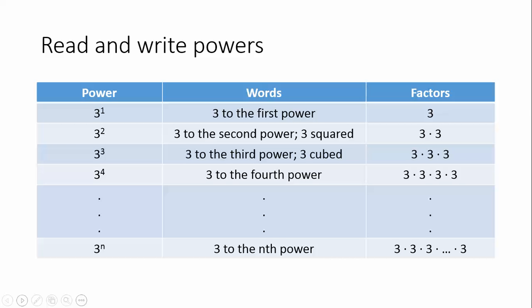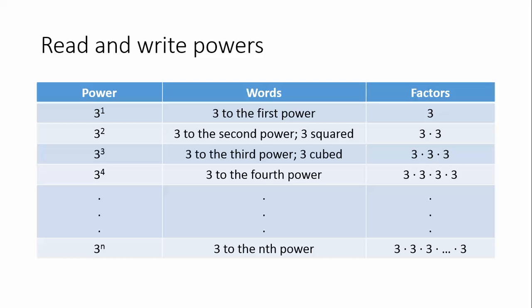You don't need to write this chart in unless you want to, but it's basically showing you how we read and write powers. So the powers are here on the left. You see that the base is 3, and the exponents go from 1 to 4, and then we have just the nth power. Powers 2 and 3 are a little specific because they have some nicknames. 3 to the second power, we can also say 3 squared, and 3 to the third power, we can say 3 cubed.